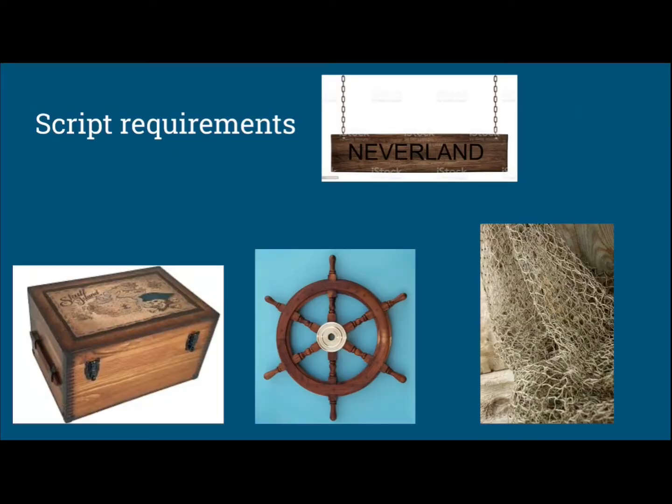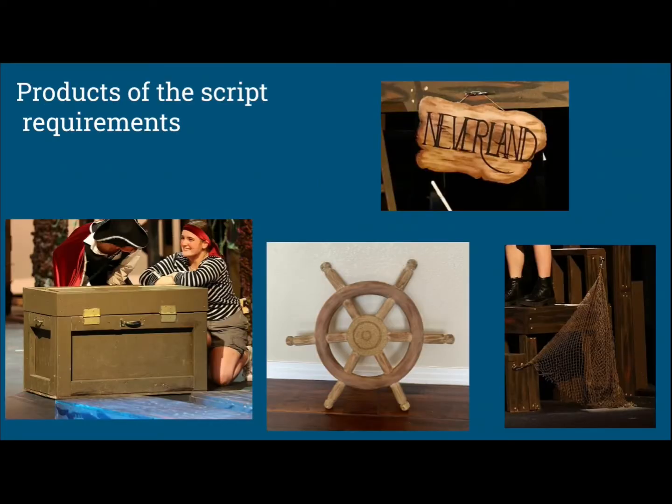Now in the script, we have a few requirements that were said needed to be done, which was a Neverland sign, a couple chests or trunks, a ship's wheel, and netting. So I was able to put those into development with making a Neverland sign, a steering wheel, getting some netting to put around the set, and the trunks that were a big piece.